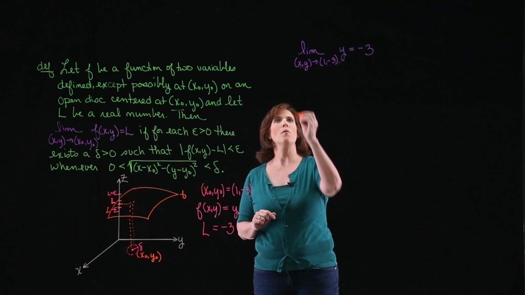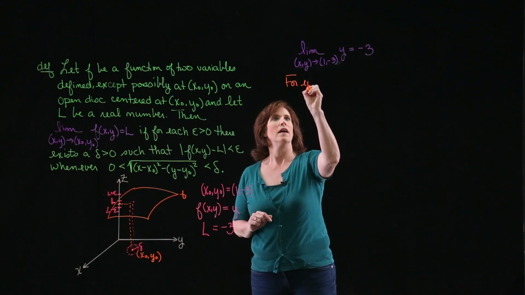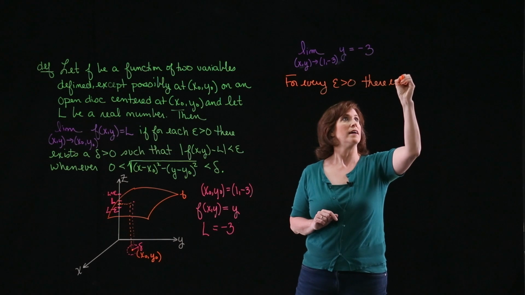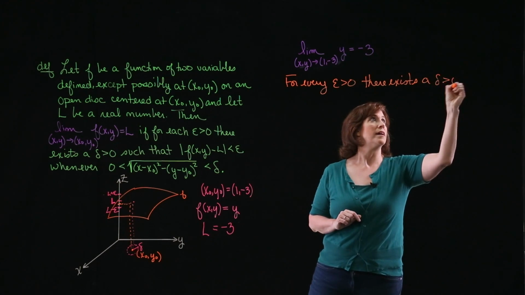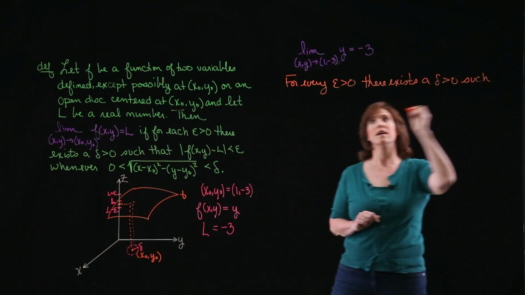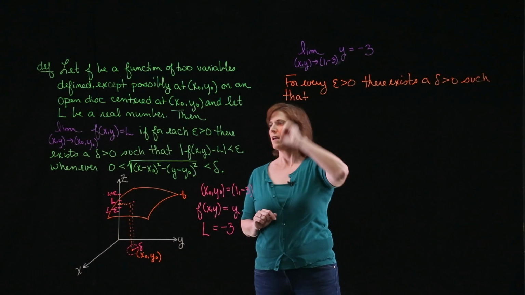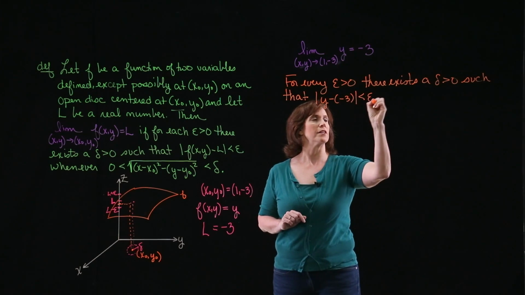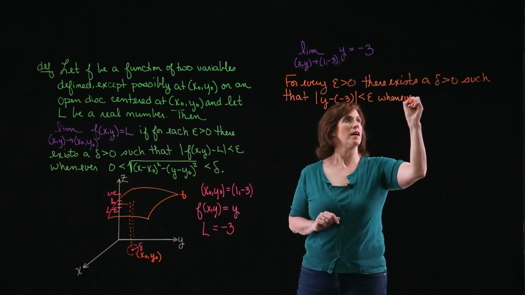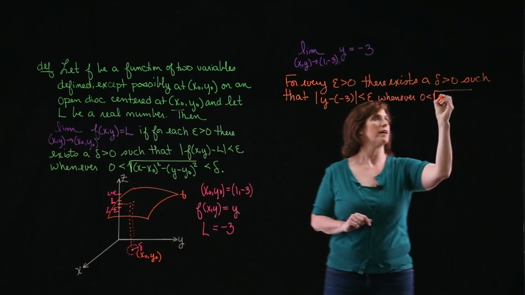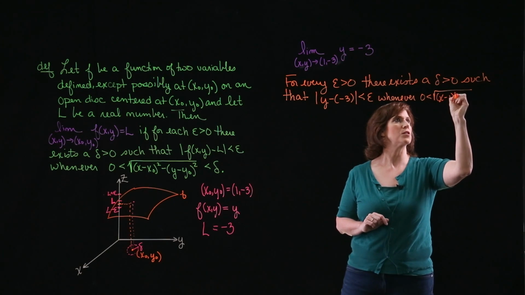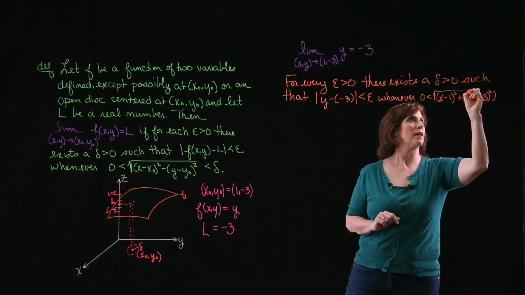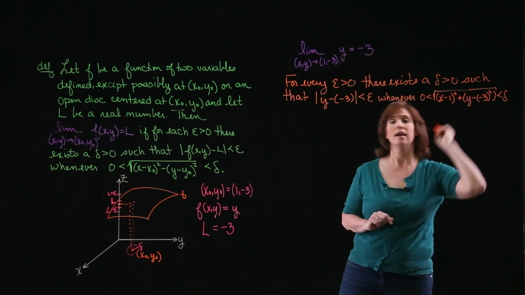So what I want to show then is that for every epsilon greater than 0, there exists a delta greater than 0, such that the absolute value of y minus negative 3 is less than epsilon whenever the square root of (x minus 1) quantity squared plus (y minus negative 3) quantity squared is less than delta.